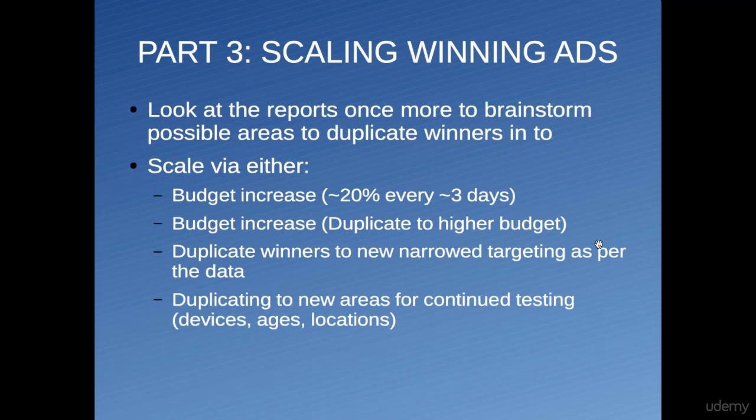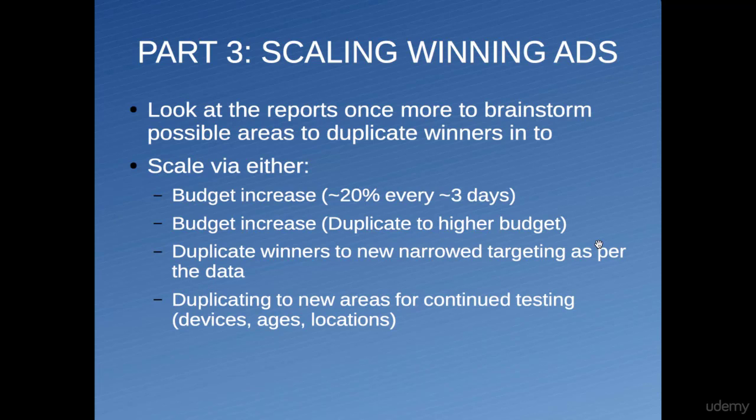Part 3 will be scaling winning ads. We'll be looking at the reports once more after another couple of days to brainstorm where we can duplicate the winners into. So we'll be scaling by either a budget increase on the winning ad sets, the ad sets that are profitable and are driving sales, by increasing the budget by 20 to 25% every 3 or so days.